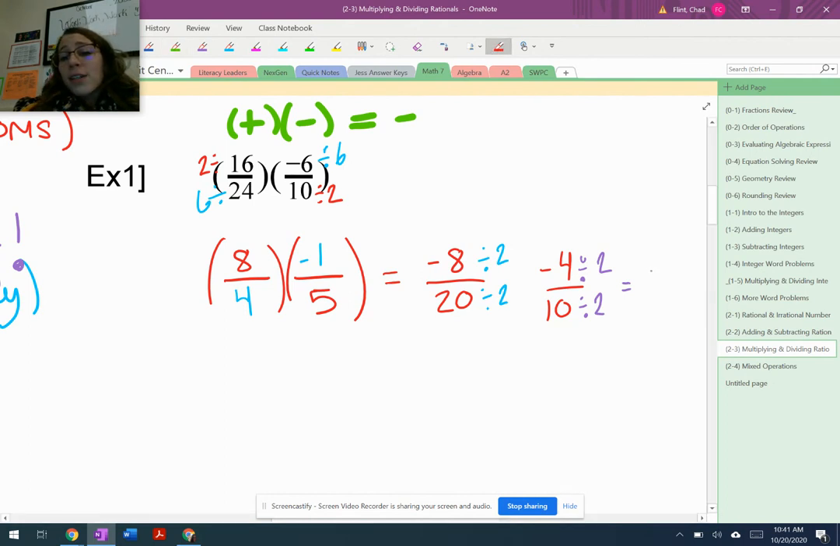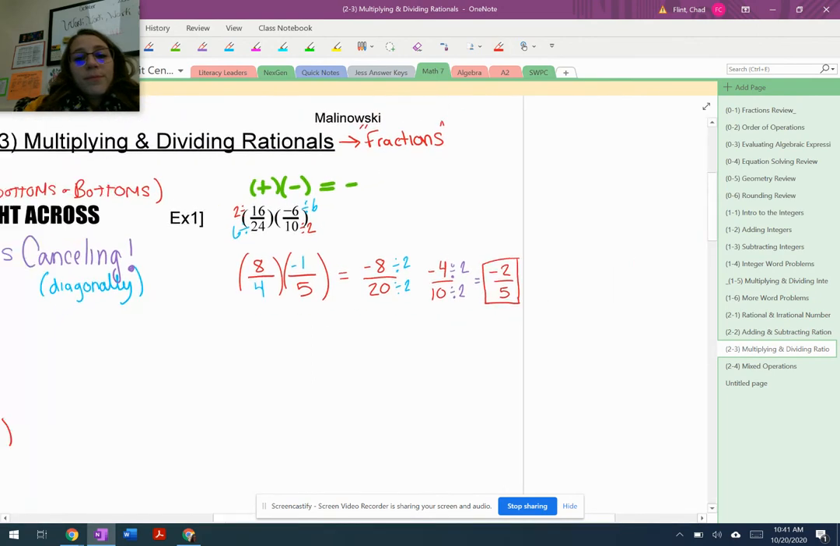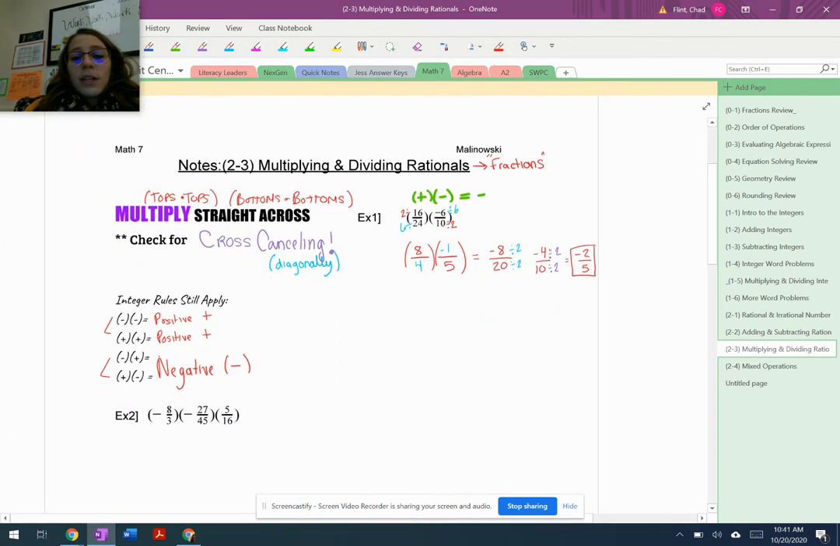So final answer is a negative 2 over 5. Negative 2/5 for that first example. We'll look at the second example next.